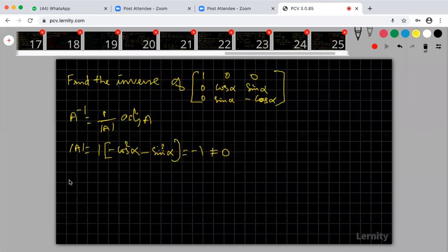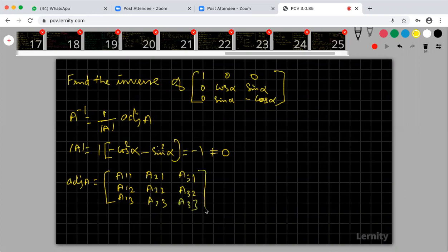Right? Now go for adjoint of A. What is your adjoint of A? Your adjoint of A is A11, A12, A13. This is A21, A22, A23. This is A31, A32, A33. This is the adjoint of the matrix. Okay, find minors and cofactors.